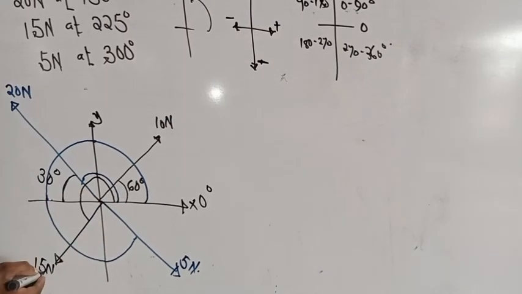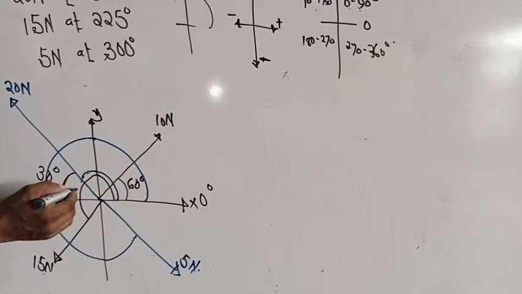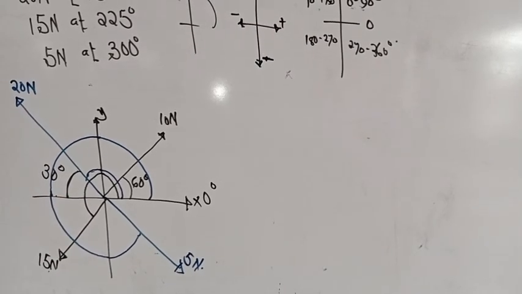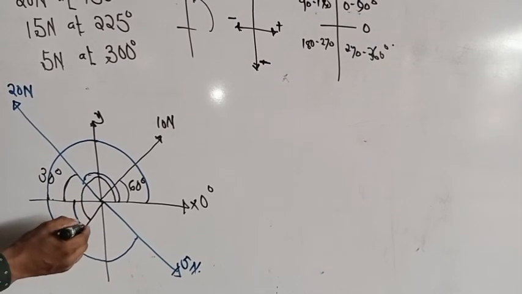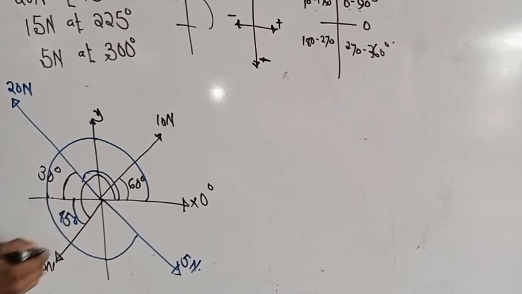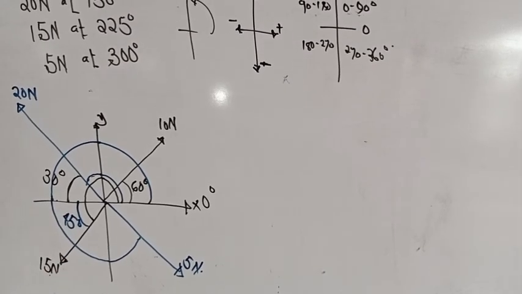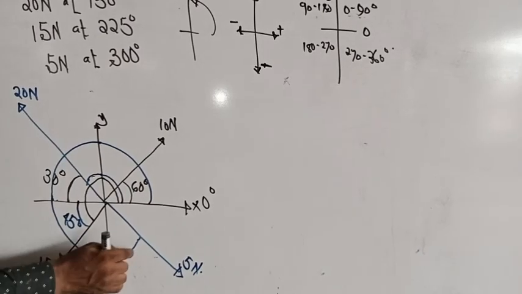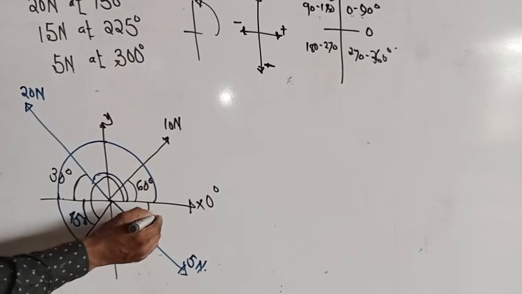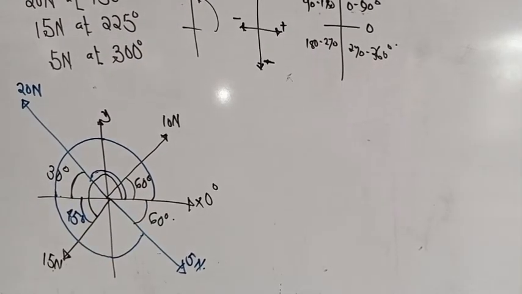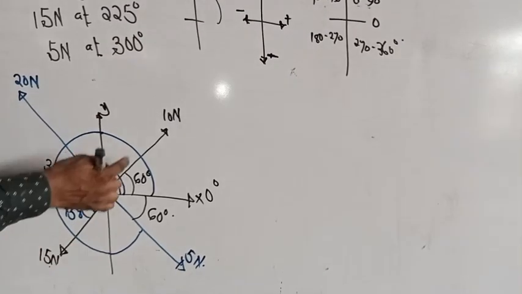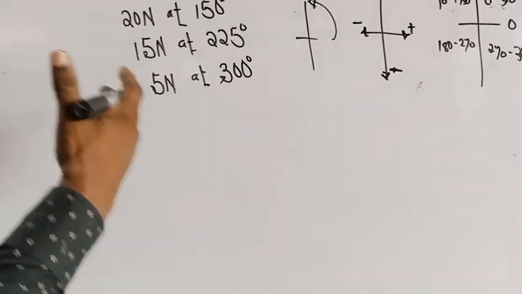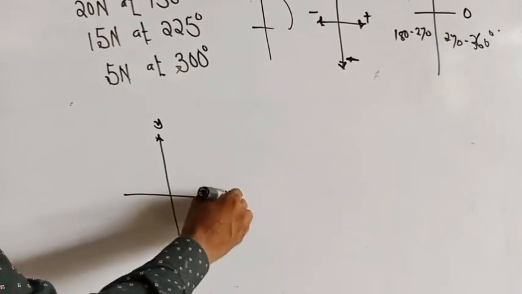For the third force of 15 Newton, the direction is 225. So to the horizontal, I will have 45 degrees. And lastly, for the fourth force of 5 Newton, the direction is 300 degrees. So what is the angle to the horizontal? It is 60 degrees. So let me draw the diagram using the force and only the angle inclined to the horizontal axis.